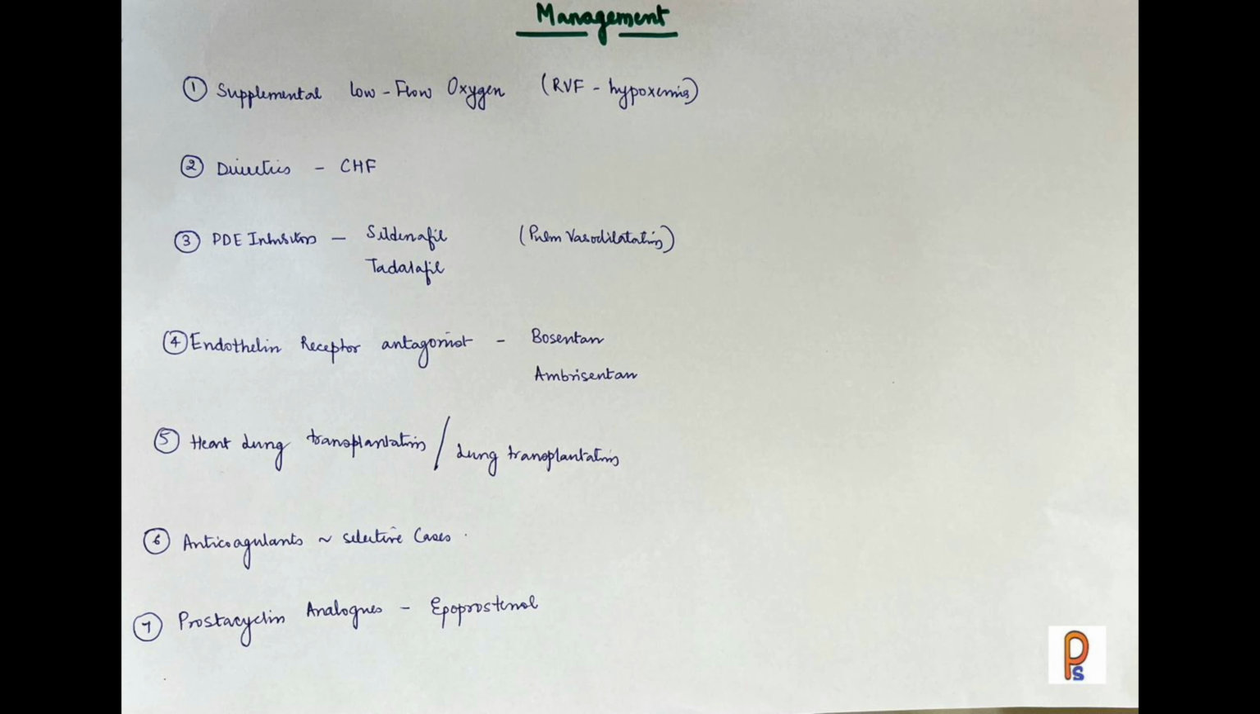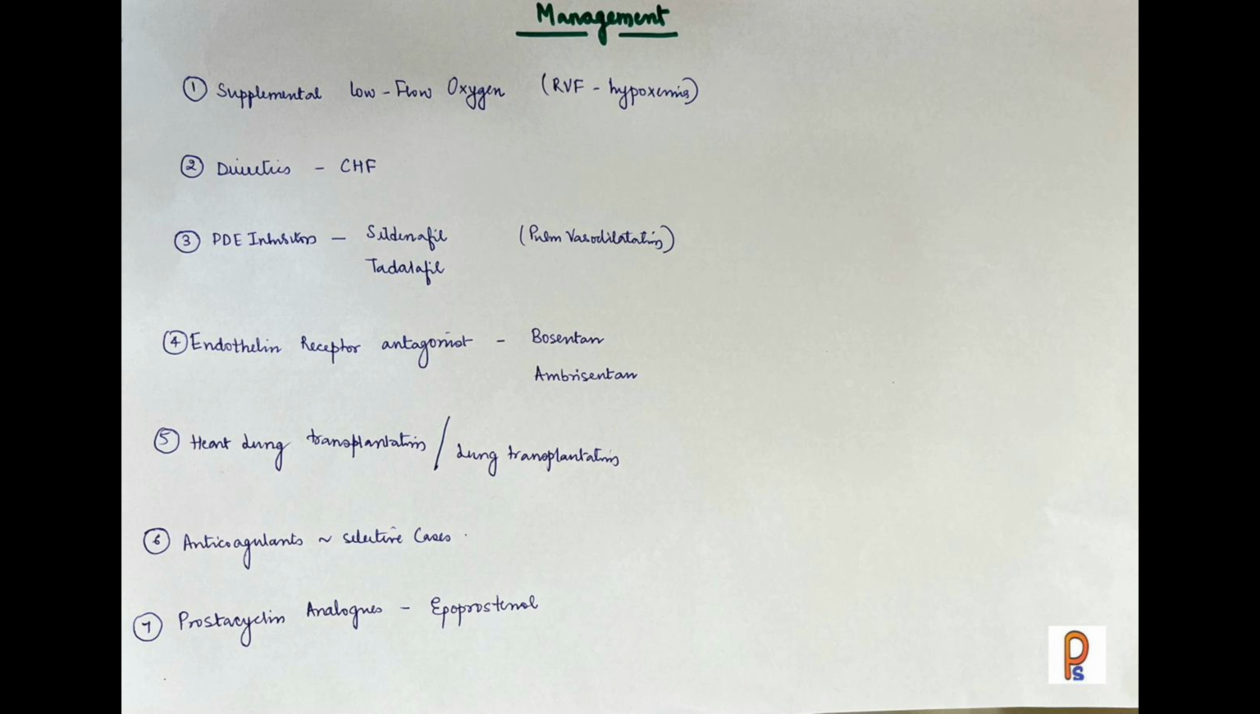Now, how are we going to manage this PH, that is pulmonary arterial hypertension? The very first thing, there may be some underlying hypoxia. If the patient is having this PH due to pulmonary disease, or if the patient is having this PH along with right ventricular failure, then there will be hypoxemia. For that, we need to supplement the child with low flow oxygen.